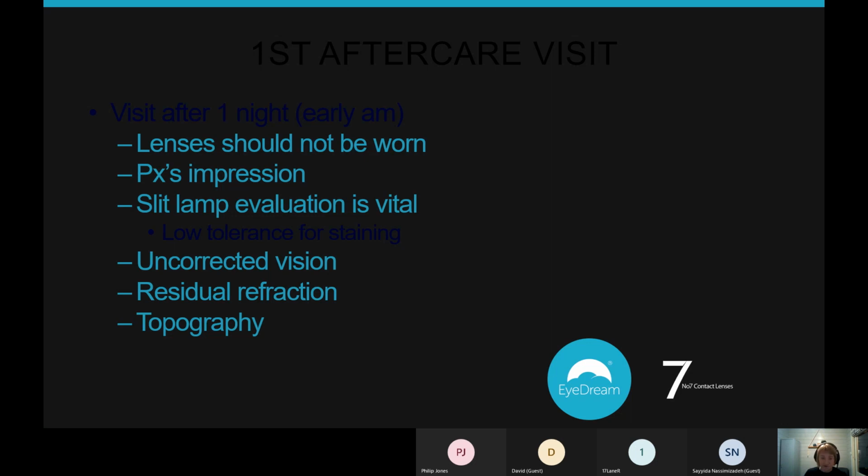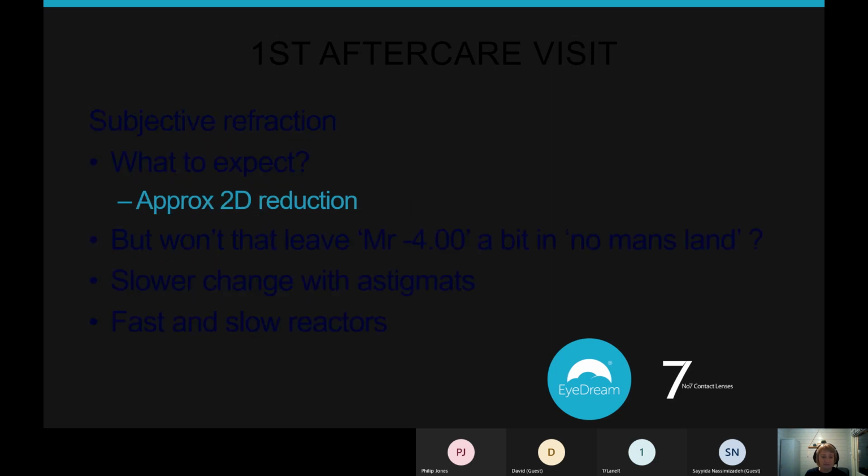You're going to do their uncorrected vision, and you're going to do a residual refraction, and you're going to do their topography.